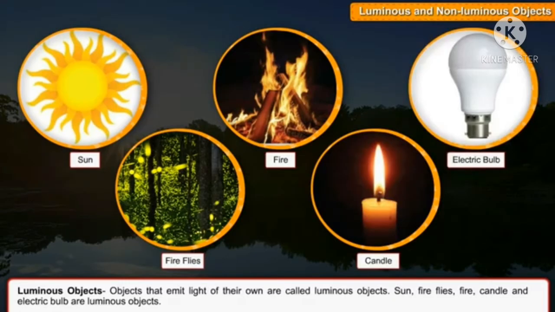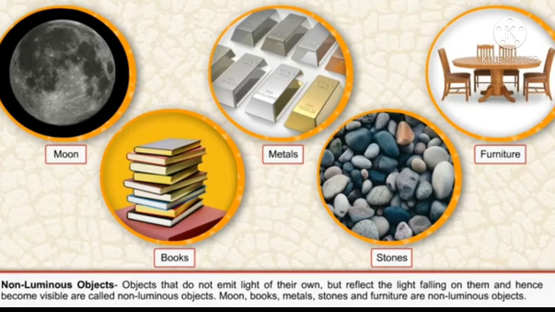Some examples of luminous objects are the sun, glowing electric bulbs, fireflies (an insect), burning candle, torch, tube light, etc. Some of the common examples of non-luminous objects are pencils, books, vessels, cloths, walls, chair, table, pen, scale, and bag.